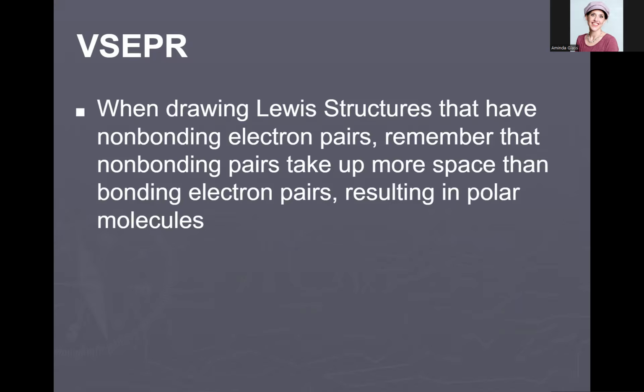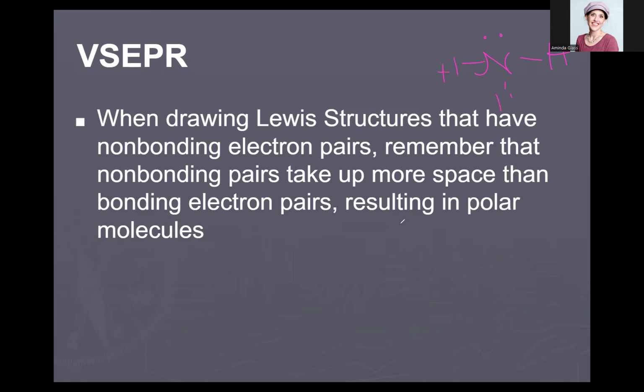When we draw Lewis structures that have non-bonding pairs of electrons, like with our ammonia, when you draw something like this that has a non-bonding pair at the top, these non-bonding pairs actually take up more space. That's why the drawing in the chart was like this, like a little balloon on top, because it's showing the space that the non-bonding pair takes up. And you will always result in a polar molecule if you have non-bonding pairs of electrons.